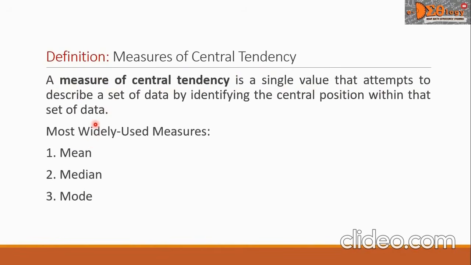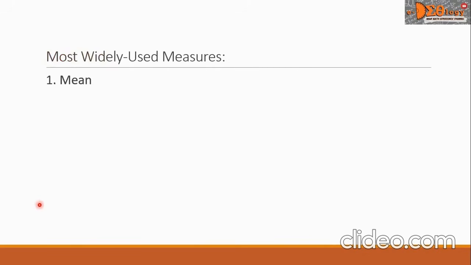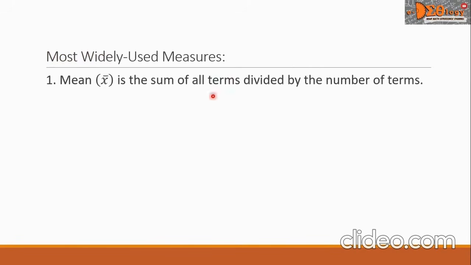There are three most widely used measures. The first is the mean, next is the median, third is the mode. Let us discuss the measures one by one. The mean, symbolized by x bar, is the sum of all terms divided by the number of terms.